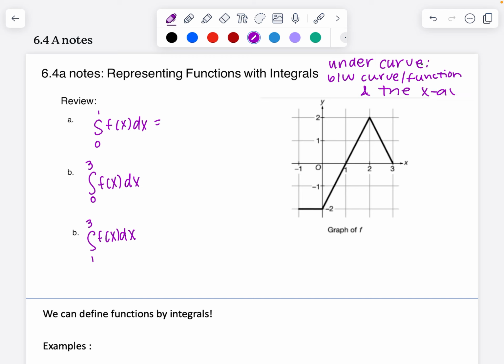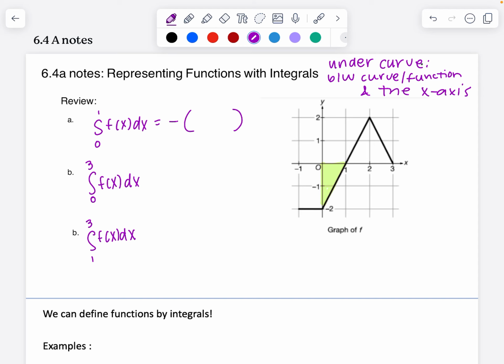So between the curve slash function and the x-axis. This first section is asking us to find the area under the curve f of x between 0, my lower bound, and 1, my upper bound. In this case, because it's below the x-axis, you find it from the function to the x-axis. And this is just a triangle. Because it's below the x-axis, the answer is going to be negative. The triangle formula is base times height divided by 2.